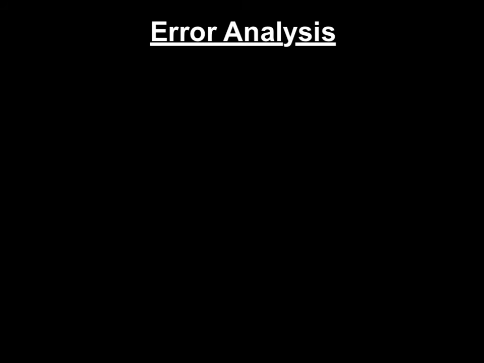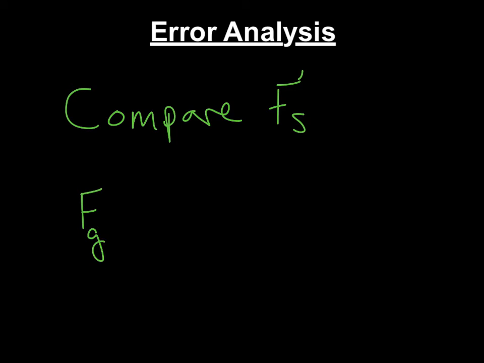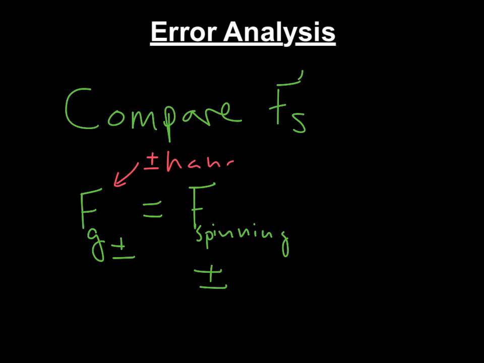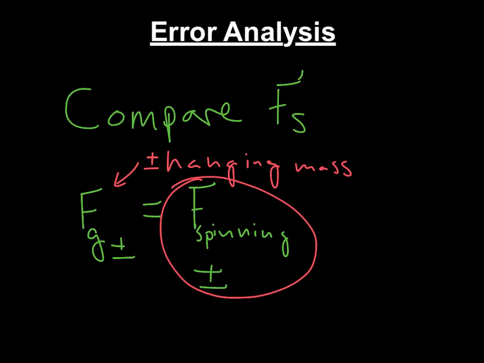Okay. Error analysis. You will compare your 2 forces. Compare forces. Okay. So the way you look at this, you will get the force from gravity, or we'll just call this the hanging method, equals your force from spinning. Which means you are going to get plus or minus. On this side, this is just plus minus your hanging masses. And let's take a look a little more in depth about the spinning masses, because they have a little bit more error in them.